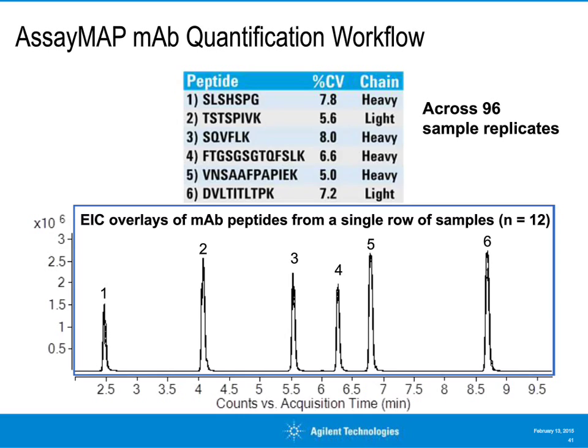The table on the top of the slide shows percent CV for the extracted ion chromatogram peak area for each of 6 peptides across the 96 samples. Shown in the bottom of the slide is an overlay of the extracted ion chromatograms for the first 12 of the 96 samples for the 6 different peptides.